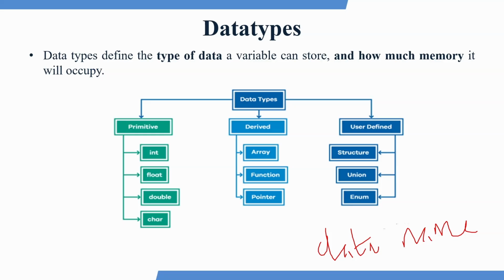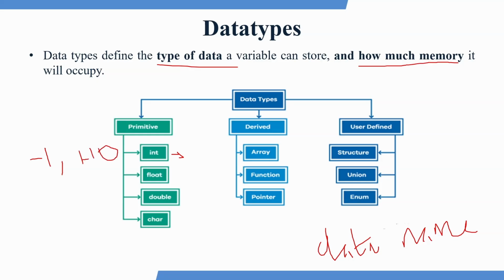What is a data type? The data type defines the type of data the memory can store and how much amount of memory it will occupy. Usually in the real world we have different types of data. So we have integer. Integers are whole numbers, which include both negative and positive numbers. For example, -1, or +10.